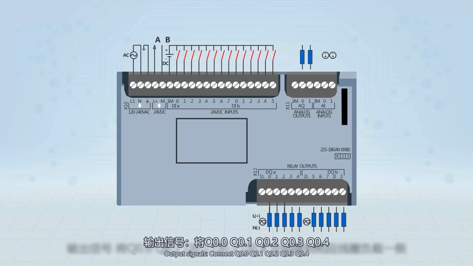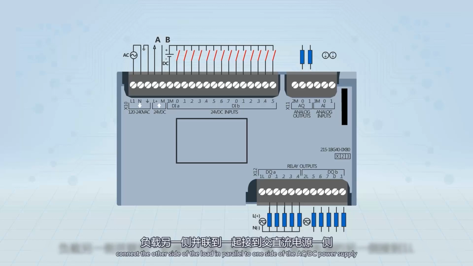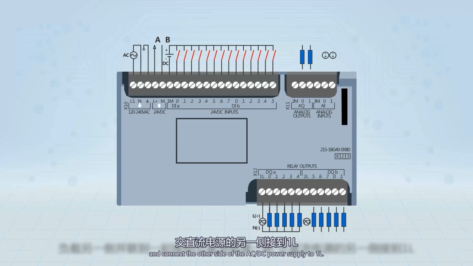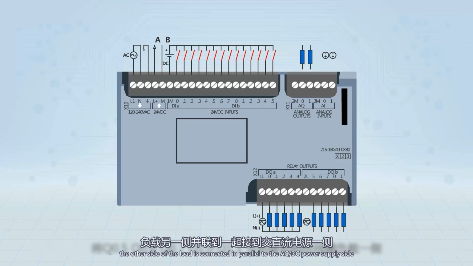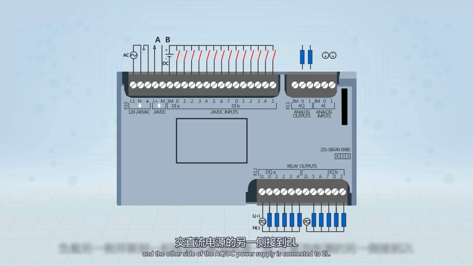Output signals, connect Q0.0, Q0.1, Q0.2, Q0.3, Q0.4, respectively, to one side of the corresponding coil load, connect the other side of the loads in parallel to one side of the AC-DC power supply, and connect the other side of the AC-DC power supply to 1L. Q0.5, Q0.6, Q0.7, Q1.0, Q1.1 are connected to the corresponding coil load side. The other side of the loads is connected in parallel to the AC-DC power supply side, and the other side of the AC-DC power supply is connected to 2L.